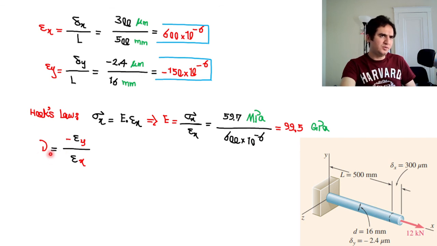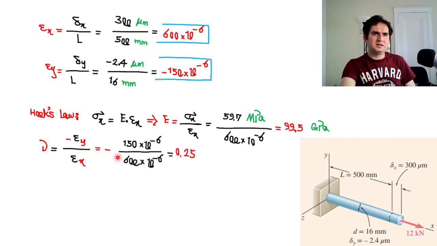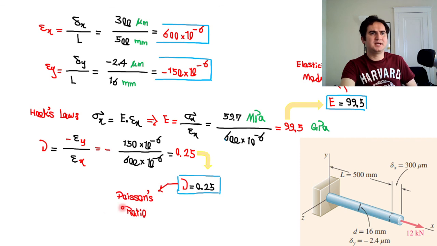And by knowing nu is negative epsilon y over epsilon x, and if you replace the numeric value, so negative 150 comes from here, 600 comes from here, and it just gives you a Poisson's ratio of 0.25. So E stands for elasticity modulus, and nu of 0.25 stands for Poisson's ratio.